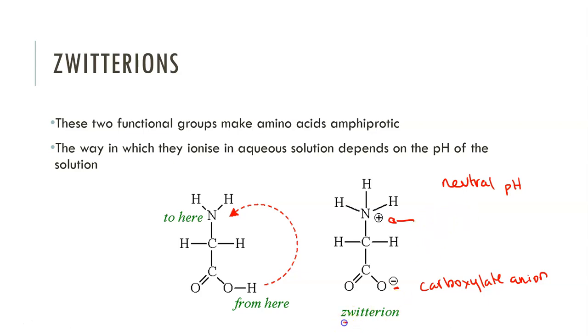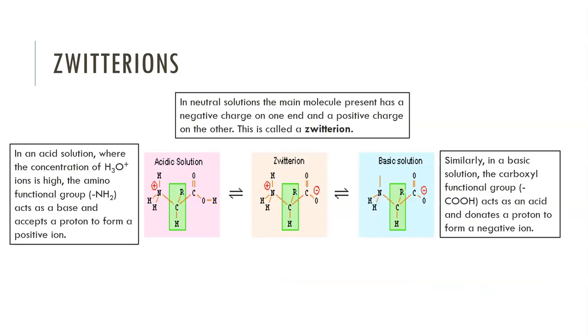We call this dual-charged form of an amino acid a Zwitter ion. Zwitter ions are present in neutral solutions. They're the main form that will be present in a neutral solution of amino acids.